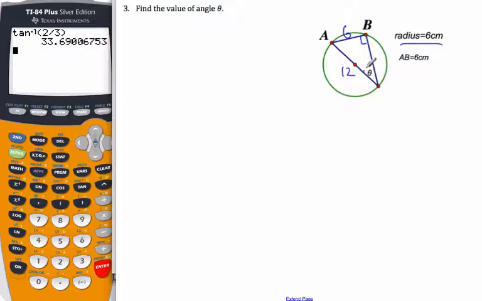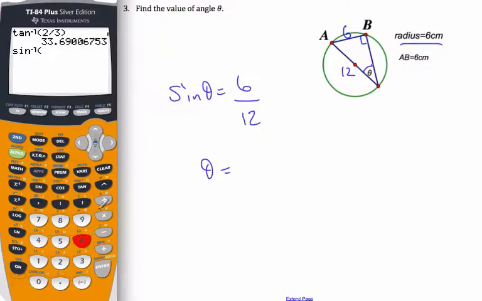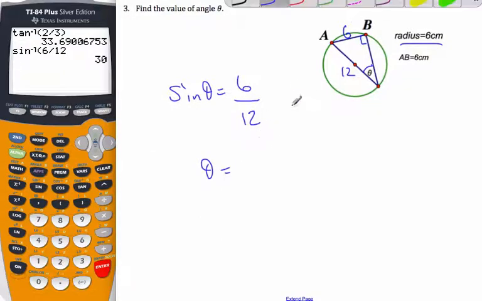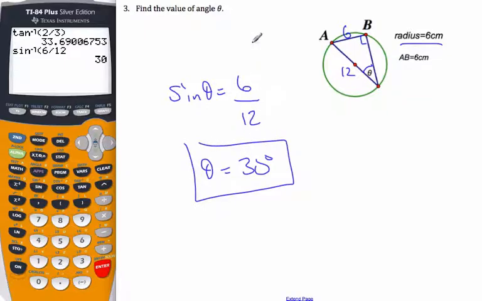So if I want to find theta, I have 6 and I have 12. Which trig function is that going to be, Mr. Song? Well, side AB is the opposite, and the diameter is the hypotenuse, so it must be the sine function. Right, the sine of theta is the opposite over the hypotenuse. If I throw this in my calculator, I'm looking for the angle, so I go second sine of 6 divided by 12. I end up with 30 degrees exactly. And so there's an application of using circles and trigonometry together.